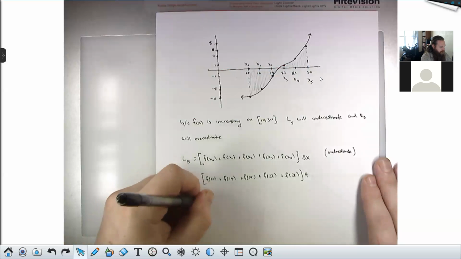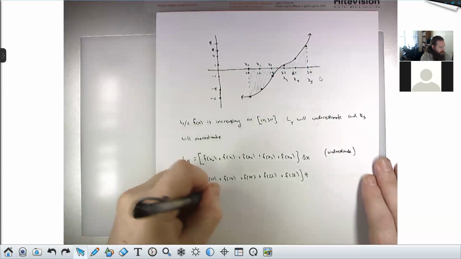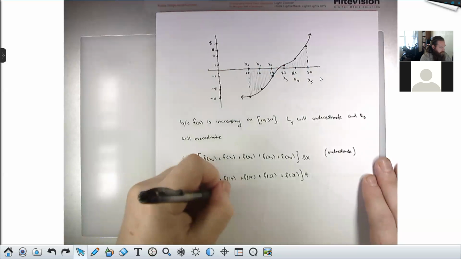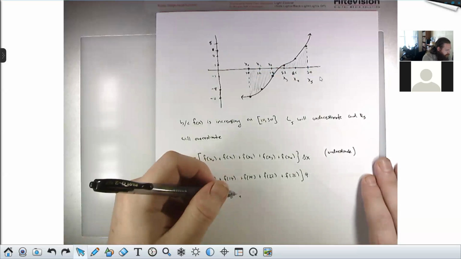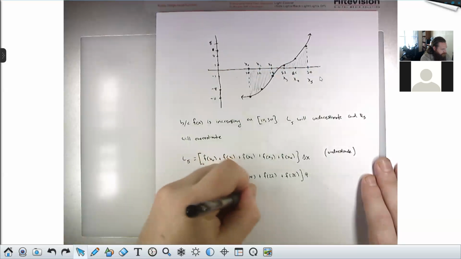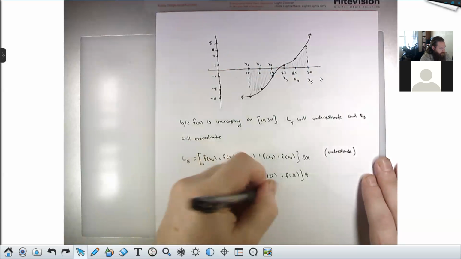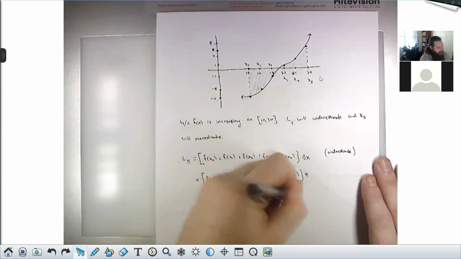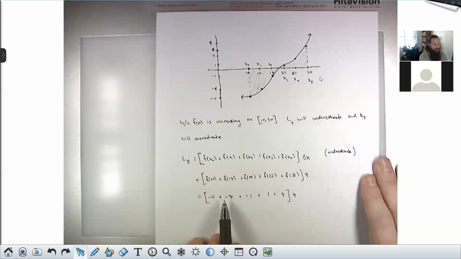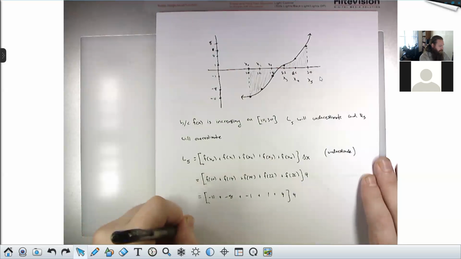So what was f of 10? That was negative 11 plus, and then negative 8 plus, what was the next one? F of 18, that's negative 1, plus f of 22 is positive 1, plus f of 26 is 4. And all of this is multiplied by 4. So then you could crunch this out. And then the same sort of thing for R5.